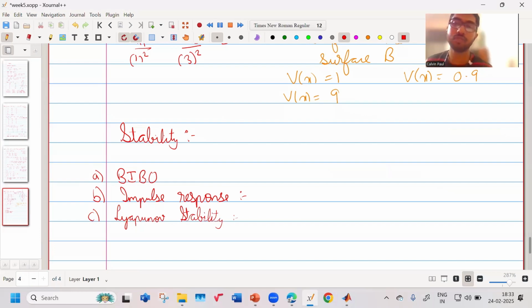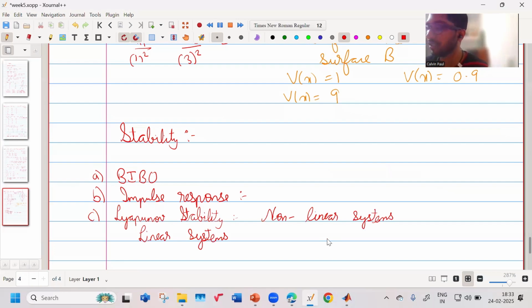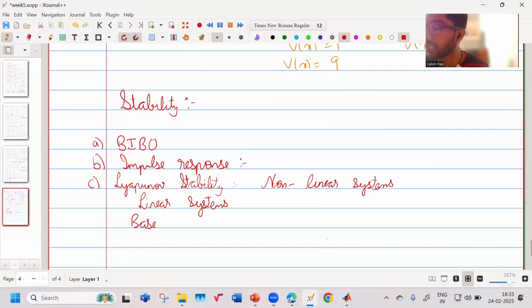Next is Lyapunov stability. This is useful for nonlinear systems, and it can be used for linear systems as well. It is based on the concept of energy. Lyapunov proposed this method, where he generalized an energy function and used that energy function to determine if a system is stable or not.